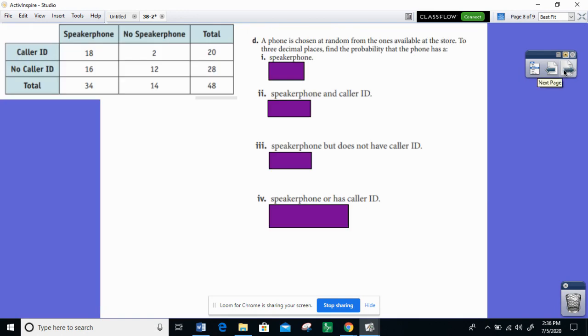So here are some other problems that they want us to solve using this two-way table. A phone is chosen at random from the ones available at the store. To 3 decimal places, find the probability that the phone has a speakerphone. There are 34 phones that are speakerphones out of 48. So 34 over 48 is approximately 0.708.